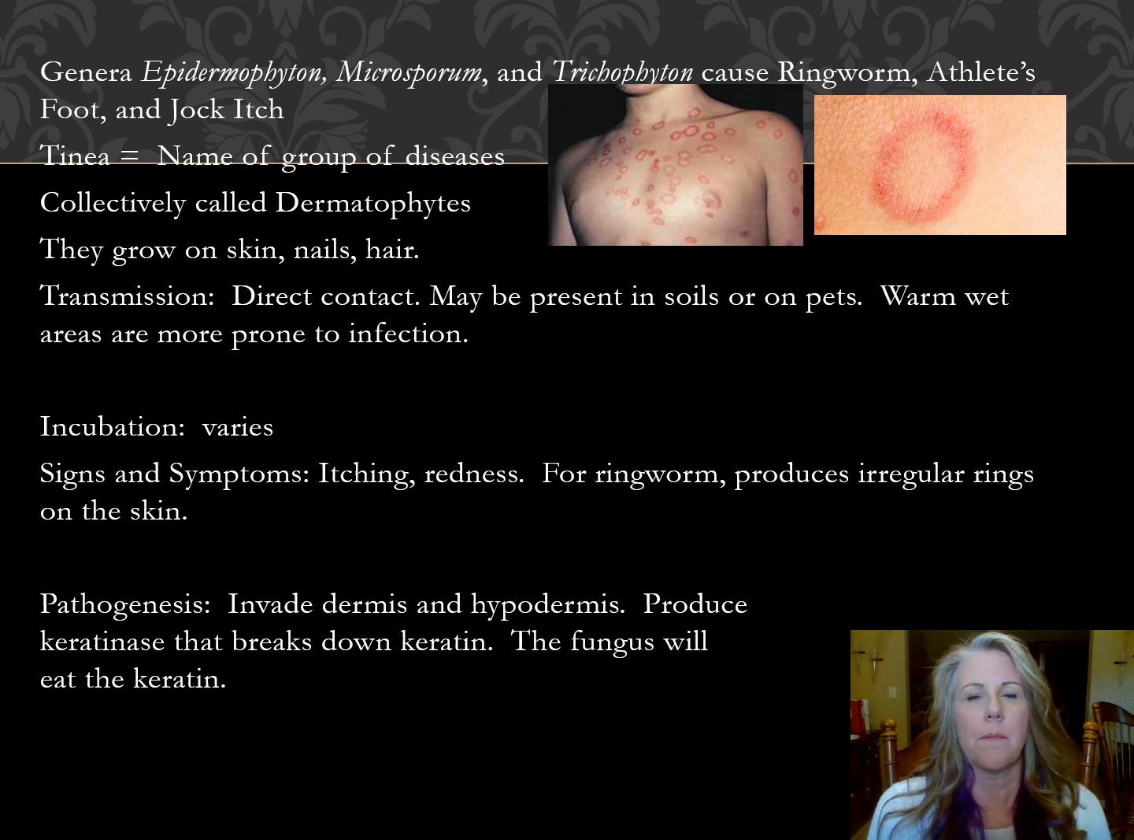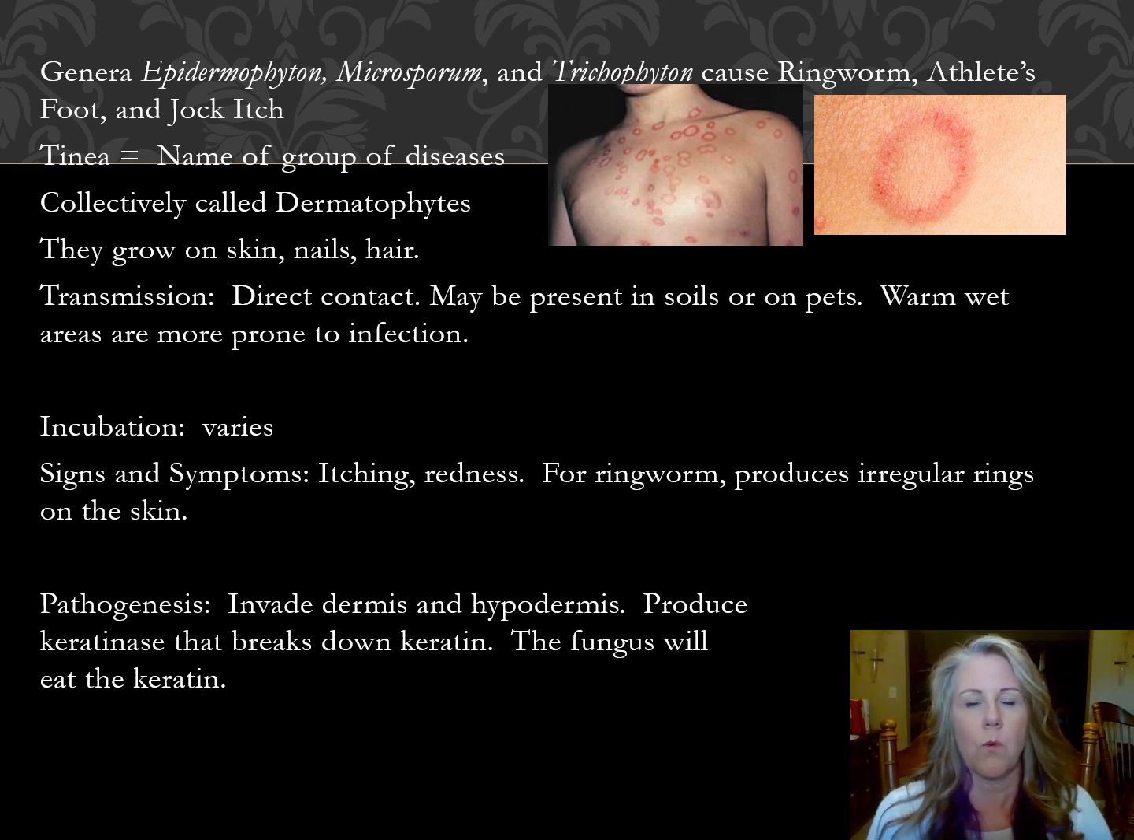So a little bit about these. They will grow on the skin, the nails, and the hair. A little less on the hair, and mainly on the skin and nails. Transmission for these types of fungi is direct contact, and it may be present in soils and or on pets. A lot of times we will get it from the soil, or your pets are outside exposed to the soil and your pets get it, and you can get it from your pets.